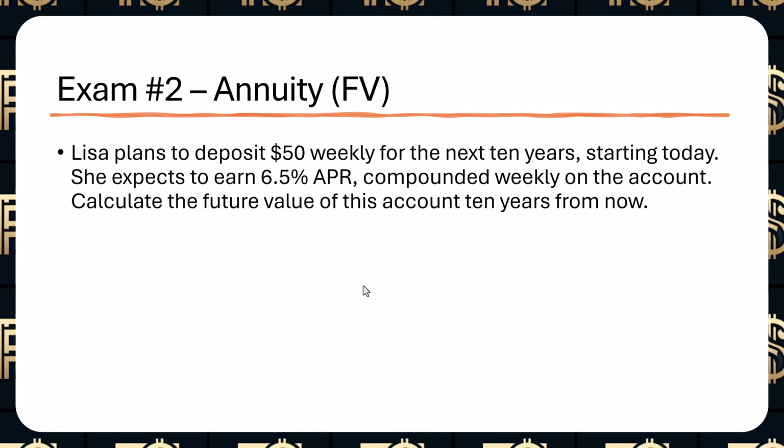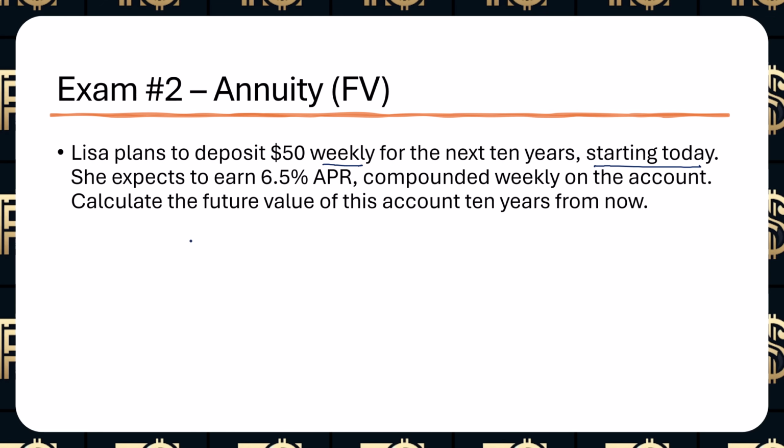Lisa plans to deposit $50 weekly for the next 10 years, starting today. That tells me that it's an annuity due. She expects to earn 6.5% APR compounded weekly on this account. Calculate the future value of this account 10 years from today. Once again, when we set this problem up, we're going to treat it like it's an ordinary annuity, and then we will simply make the adjustment once we have found the future value.